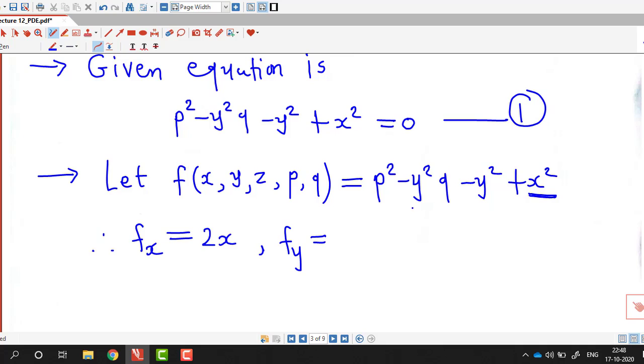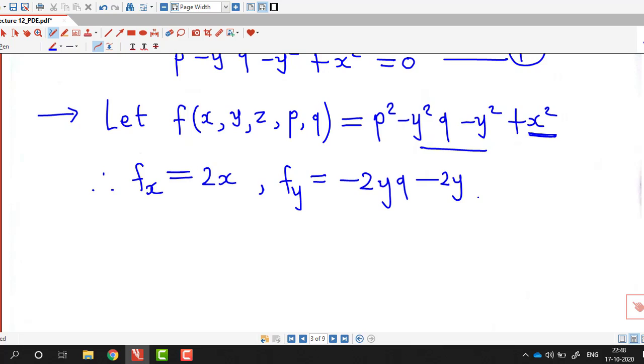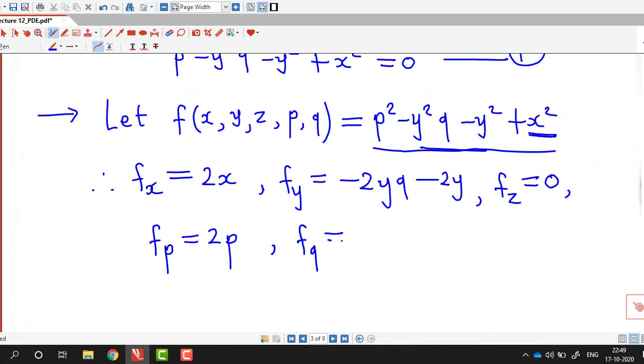Similarly del f by del y is, we are having y in two terms, remaining variables are constant, so here minus q is constant, derivative of y square is 2y, and the derivative of y square is again 2y. There is no z here, so we put del f by del z equal to 0. This function is independent of z, or z is absent in this function, so partial derivative with respect to z is 0. Partial derivative with respect to p, so we have only p square. This term only contains small p, so derivative of p square is 2p, and similarly this is the only term containing small q, so minus y square is constant, derivative of q is 1 with respect to q.